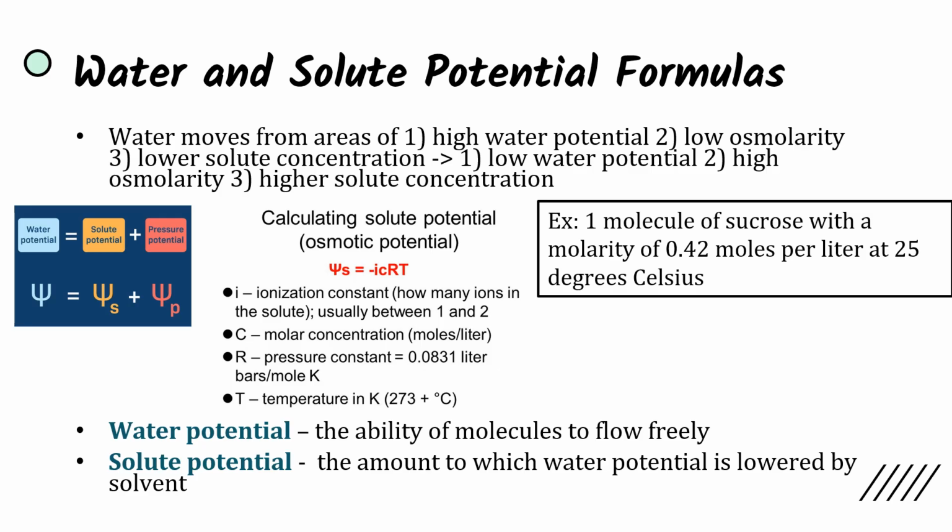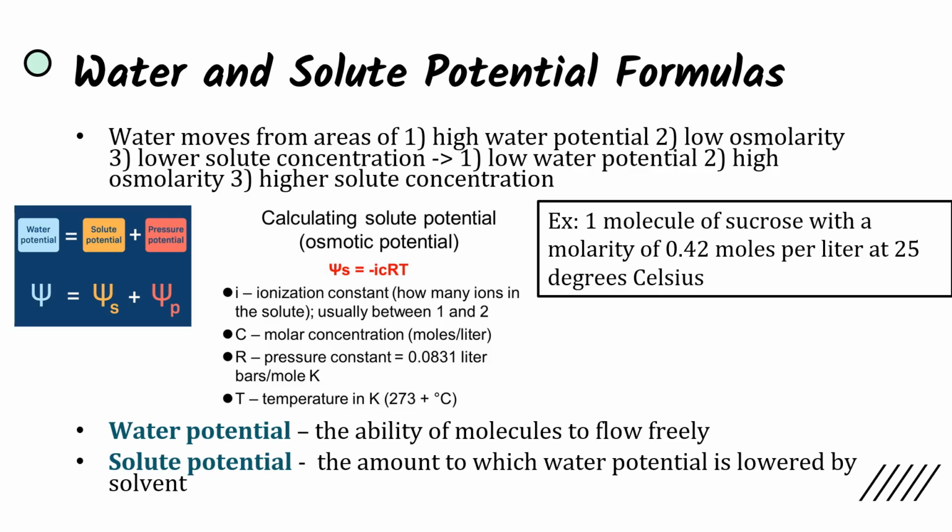So water is going to move from an area of high water potential to low water potential. Now, what is water potential? It's the ability of molecules to flow freely. So high water potential, lots of molecules are able to flow freely. That means there's not much solute. And it's going to move to a low water potential where there is more solute because water always follows the solute. So high water potential to low water potential.